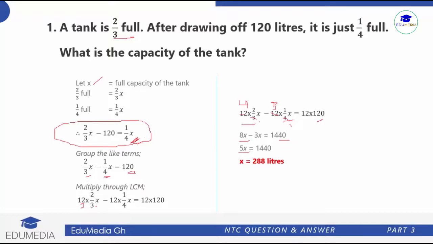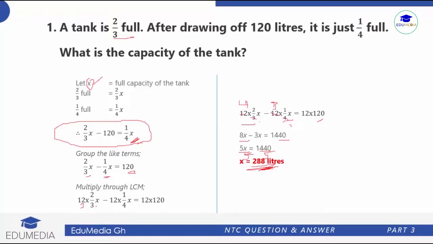Dividing through by 5, so that we can get x to stand alone, gives us x equals 288 liters. Since we denoted the variable x as the full capacity of the tank, it means that the full capacity of the tank is 288 liters. To check that our answer is correct, when we take 2/3 of 288 liters and subtract 120 from it, we should get the same answer as 1/4 of 288 liters.